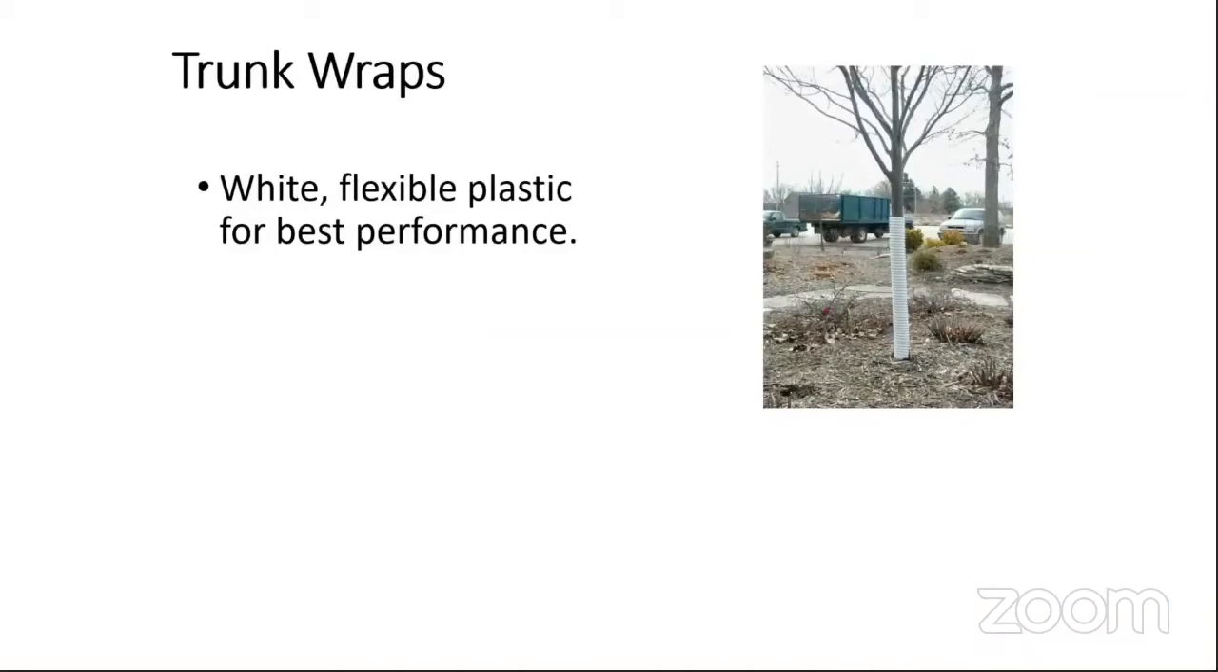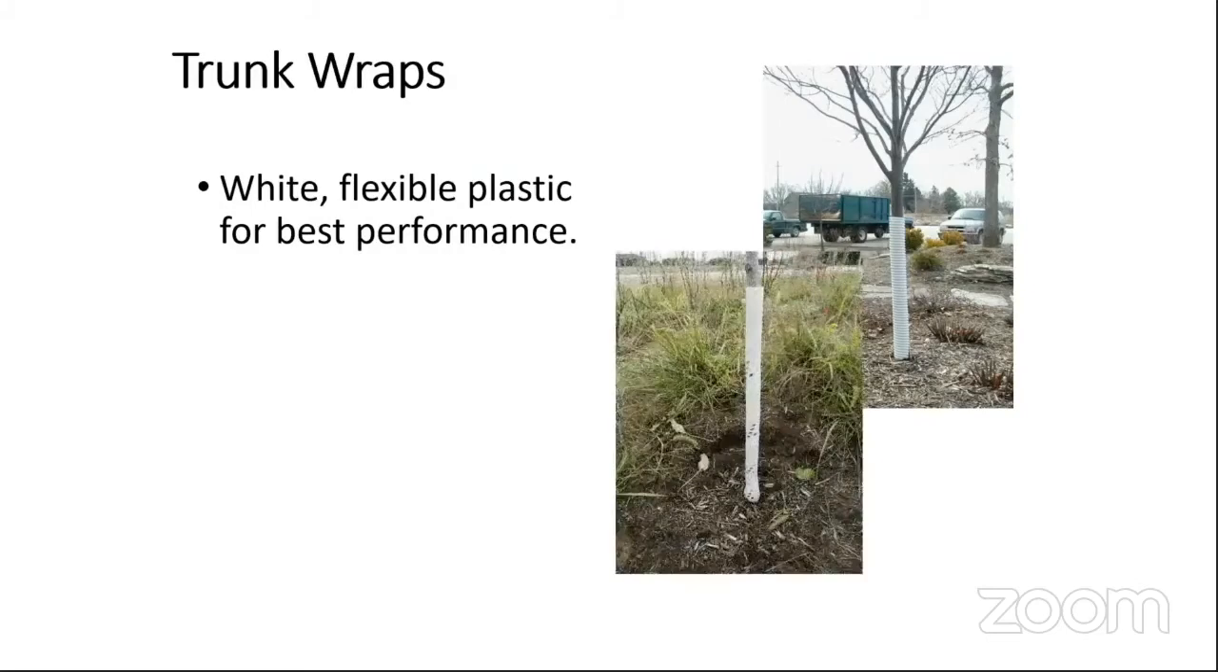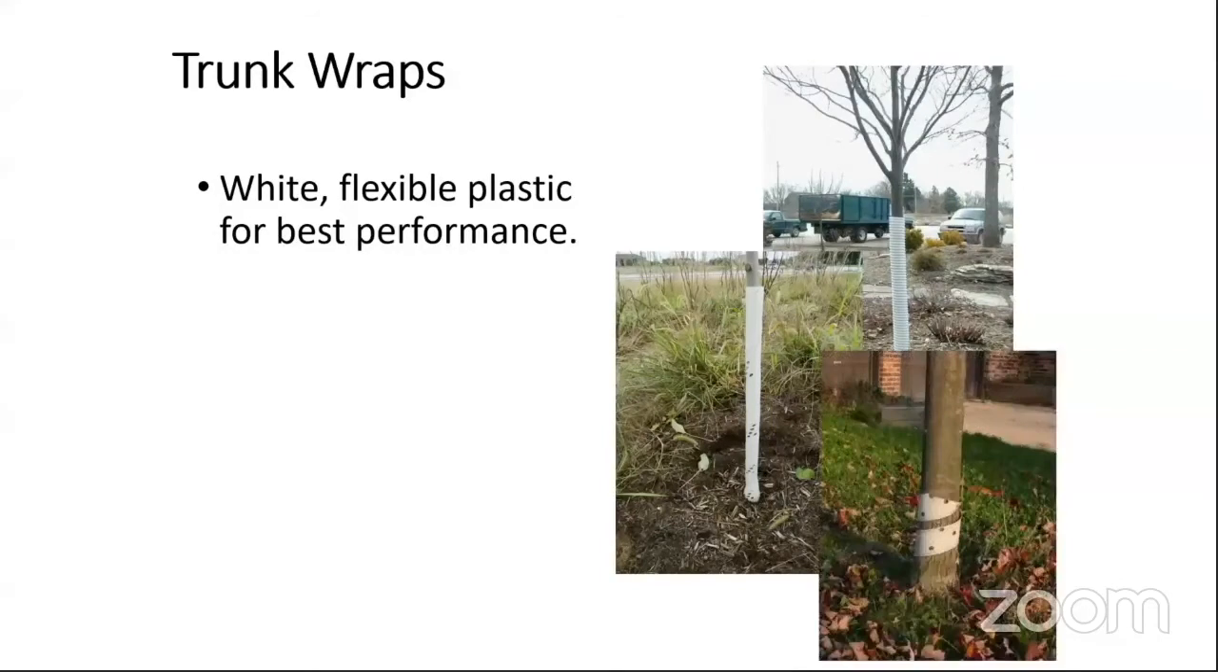We want to make sure if we're going to use them or find it necessary on the site is that we use a white flexible plastic to make sure that the tree, as it expands, doesn't create a girdling situation. Also, if it's perforated, even better, because it allows some airflow and doesn't create a moist environment behind that trunk wrap, which can increase the potential for insects and diseases.